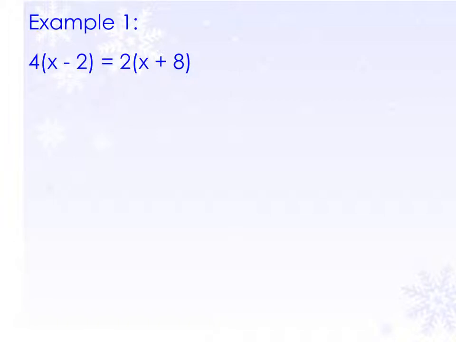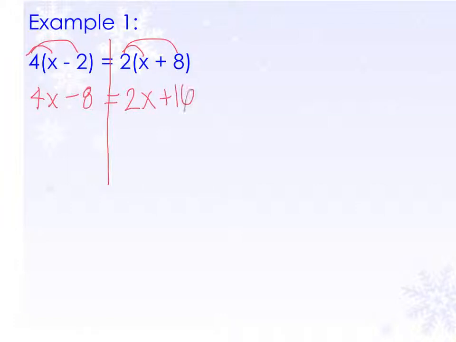Let's look at example 1 together. First, I always separate the two sides. Then, step 1 tells me I distribute. On the left side, I have a 4 to distribute. That will become 4x minus 8. On the right side, I have to distribute that 2, which will become 2x plus 16.